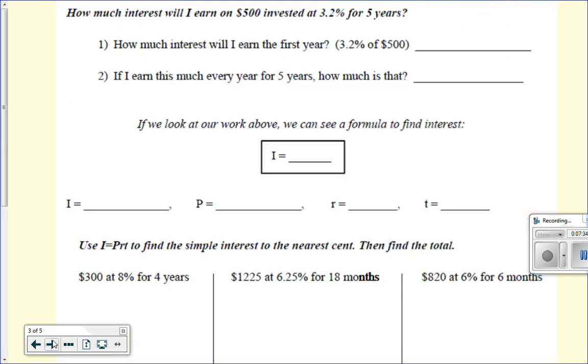All right, so how much interest will I earn on $500 invested at 3.2% for 5 years? This is our principal amount. This is our interest rate, and this is our time. So how much interest do you think they'll earn the first year? If it's 3.2% of 500, what operation do we do?